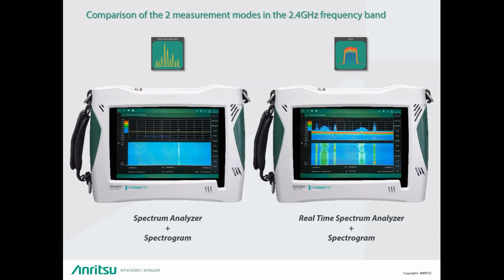What you see here is the spectrum analyzer on the left side and the real-time spectrum analyzer on the right side of the screen. Both units are used in the 2.4 GHz band, observing the exact same frequency span. The spectrogram display, also called waterfall, has been added on both at the bottom of the screen. Even though the spectrum analyzer is sweeping fast, it's not fast enough to see all the transients in the 2.4 GHz band, whereas the RTSA easily shows any kind of carriers or any kind of transient.